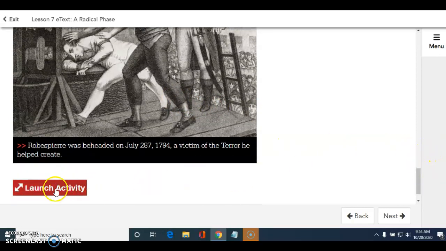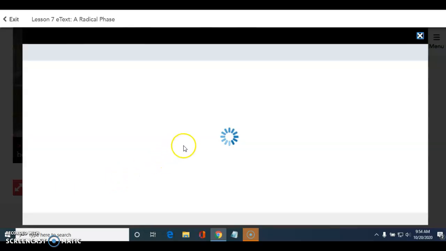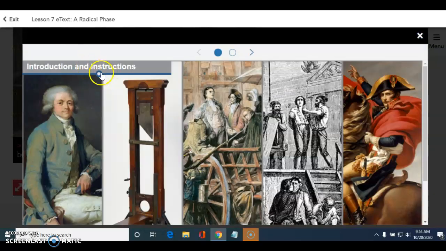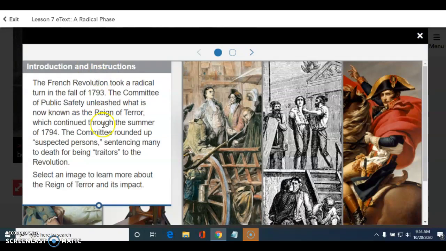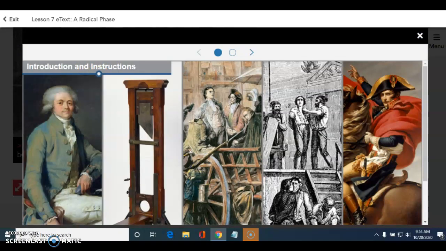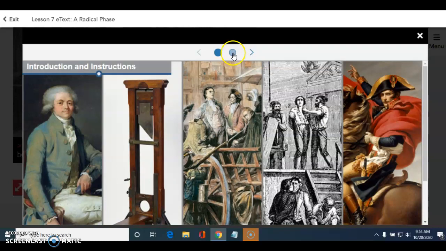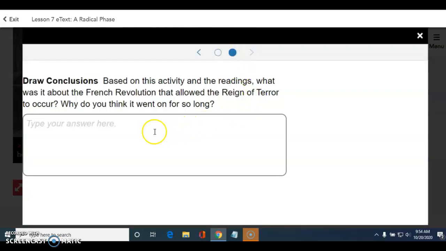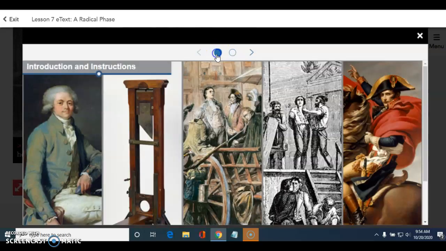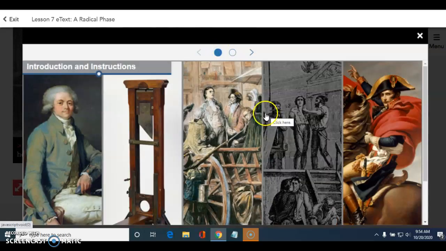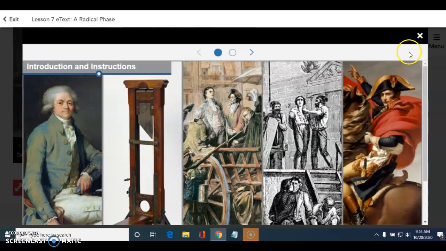There's an activity that you need to do, so click right here, and it will open up, and you have your instructions right here, and basically you need to click each item as we've done before to learn more about them. Some of these are vocabulary terms. You need to look to see how many pages there are. There are two, so you need to go to the second page, and you need to go ahead and answer this question in the text box after you do all of the pictures. You will not get full credit unless you view it and you answer the questions, and I will know if you have done so. So that's what you need to do today.